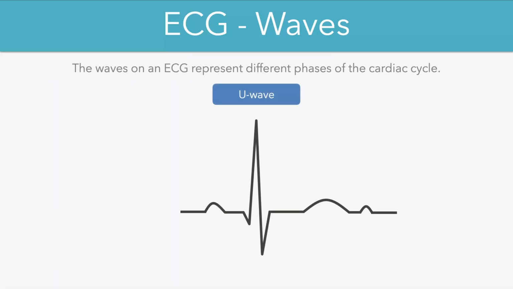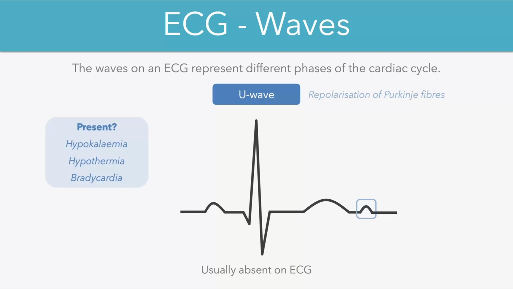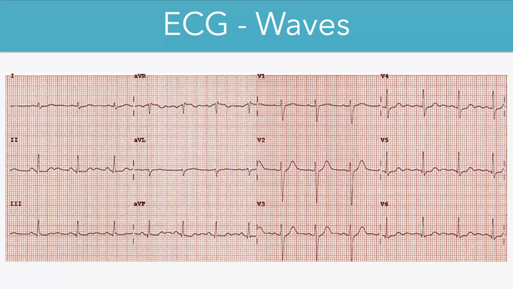Okay, so we've now had a look at the main waves associated with the ECG waveform, but there is one type of wave which can sometimes be seen, known as the U wave, and this represents the repolarization of Purkinje fibers. U waves should usually be absent on a normal ECG, but it's always important to check for the presence of them, as they can indicate pathologies such as hypokalemia, hypothermia, or bradycardia. Just to show one example of how this can appear on a 12-lead ECG, we have this tracing here, where we can see the presence of the U waves, as denoted by a small bump following the T wave.